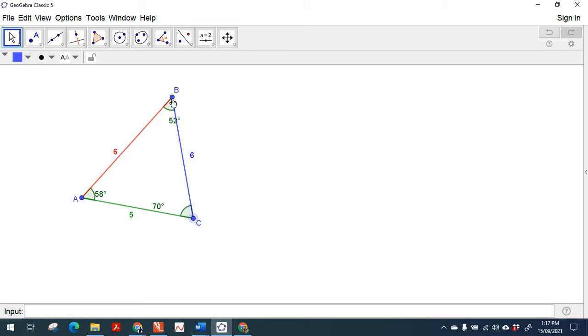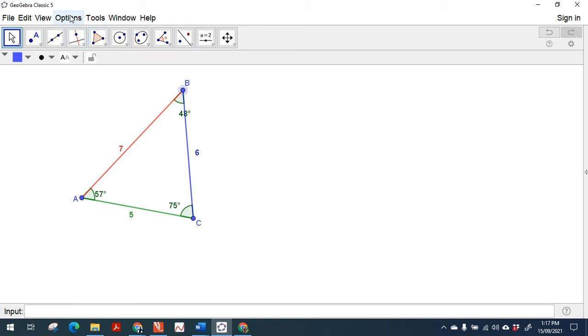I'll make it 7 this time, yeah. It's 7, and the largest angle is here, 75 degrees. So longest side always opposite the largest angle.